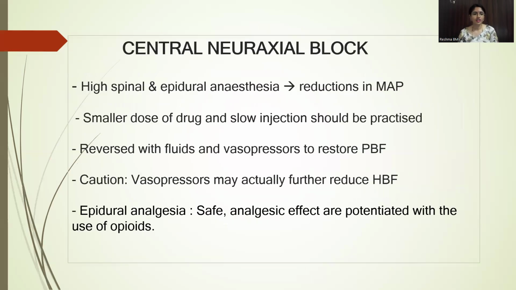Central neuraxial block. High spinal and epidural anesthesia causes reduction in mean arterial pressure, further reducing the hepatic blood flow. So, smaller doses of the drug and slow injection should be practiced. If there is reduction in mean arterial pressure, it should be reversed with fluids and vasopressors to restore the portal blood flow. Caution should be taken while giving vasopressors as they may further reduce hepatic blood flow. Epidural analgesia is safe and analgesic effects are potentiated with use of opioids.